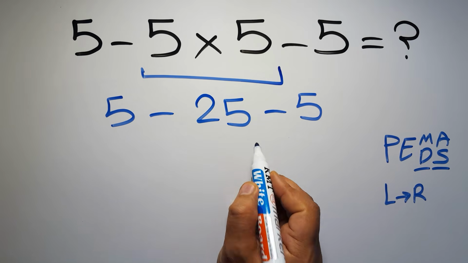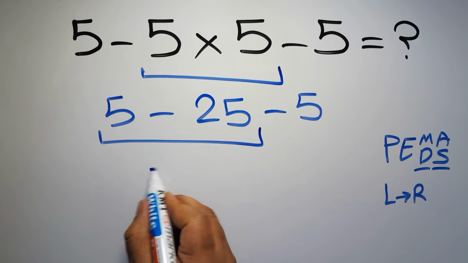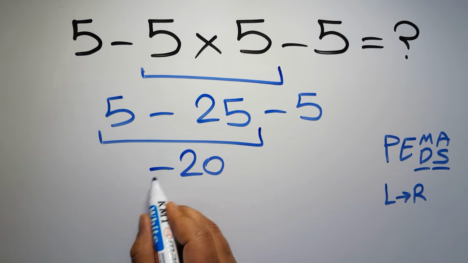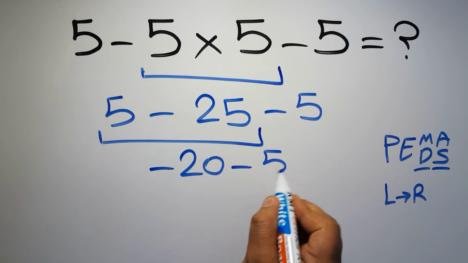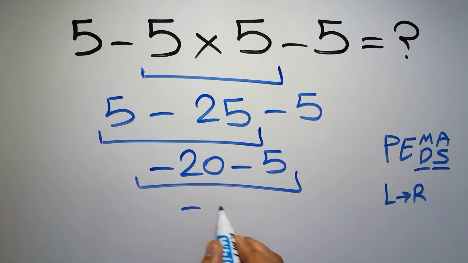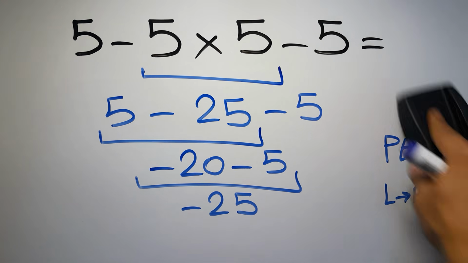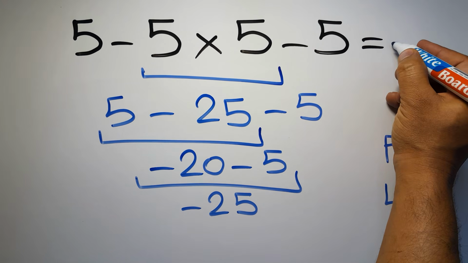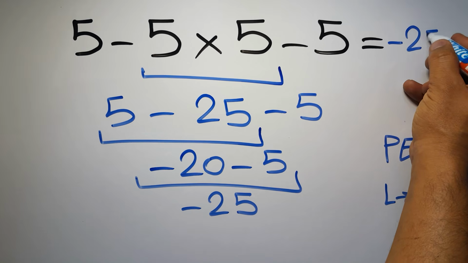5 minus 25 equals negative 20. So negative 20 minus 5 gives us negative 25. And this is our final answer to this problem. The correct answer is negative 25.